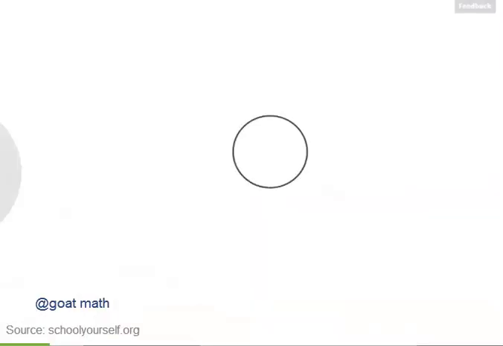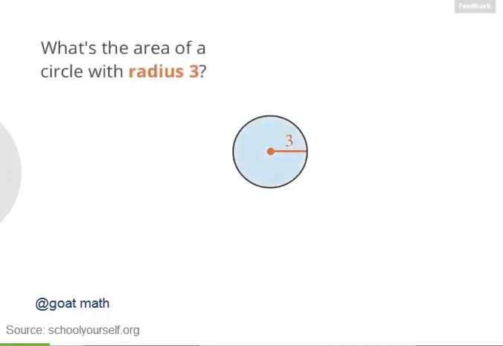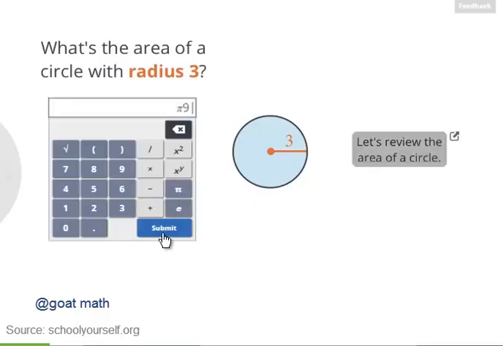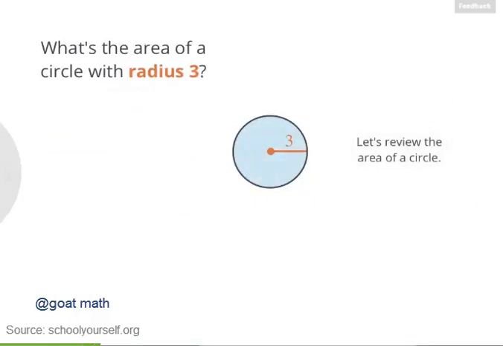But first, suppose you have a circle and its radius is 3. What's the area of this circle? Click here if you'd like to review instead. Exactly. The area of a circle is pi times its radius squared. So for this circle, that's pi times 3 squared, or 9 pi.